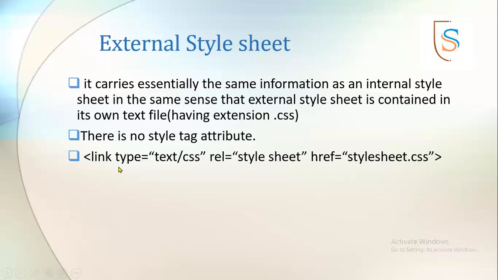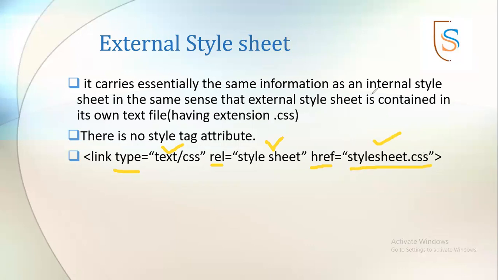Here, the link tag has three attributes. The first one is the type attribute, the second one is the rel attribute, and the third one is the href attribute. The type attribute would always have the value text/css because we are linking a CSS file with our HTML page. The rel would be stylesheet only because we are linking a style sheet with our document. And href contains the file name of your CSS. Whatever name you have given to your CSS file, you write that name here with the extension .css.